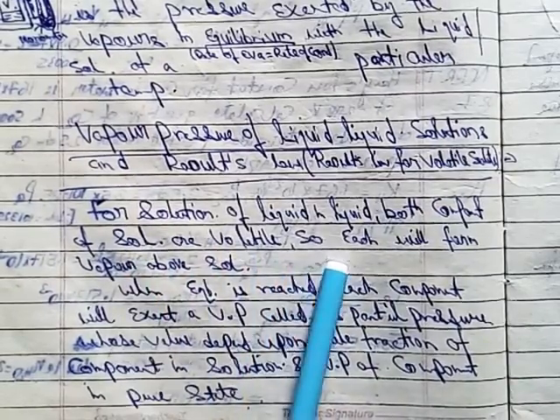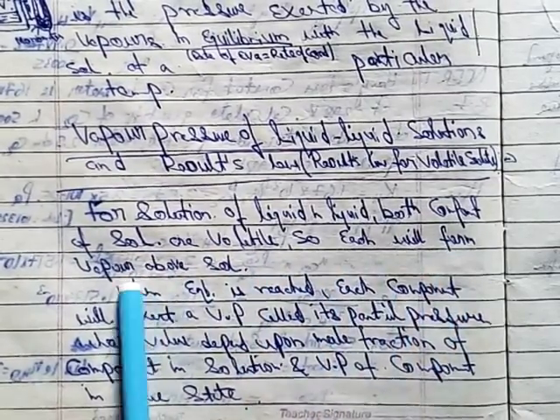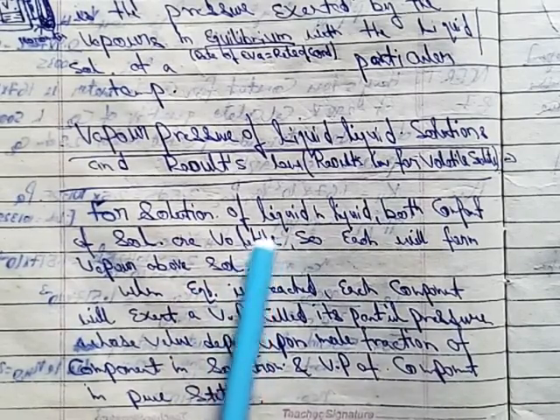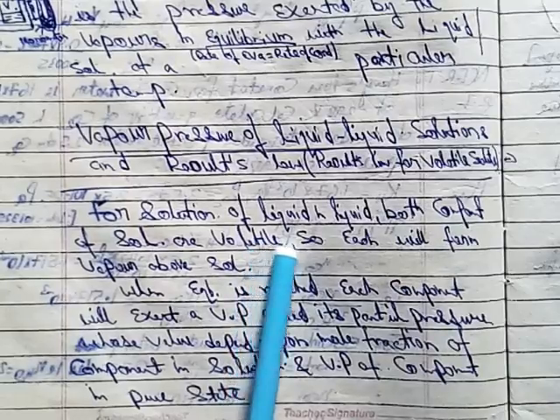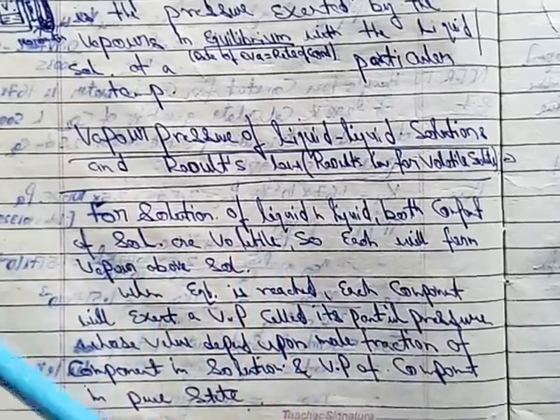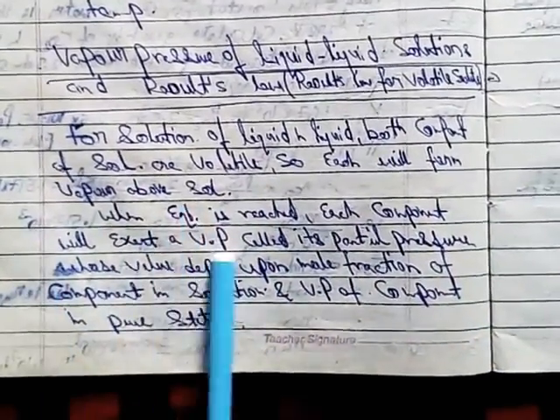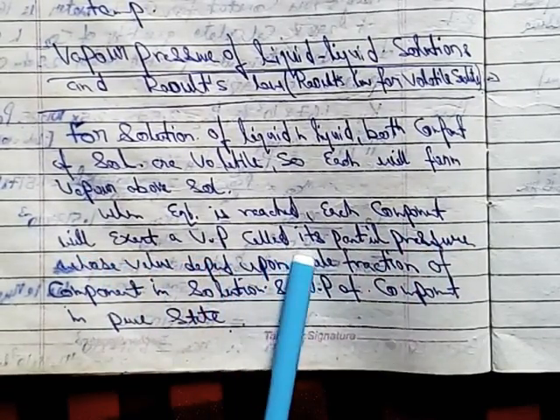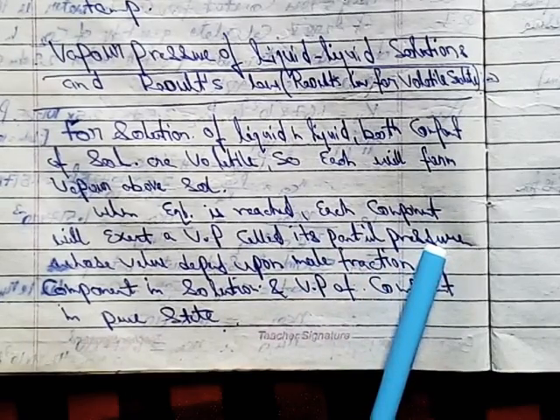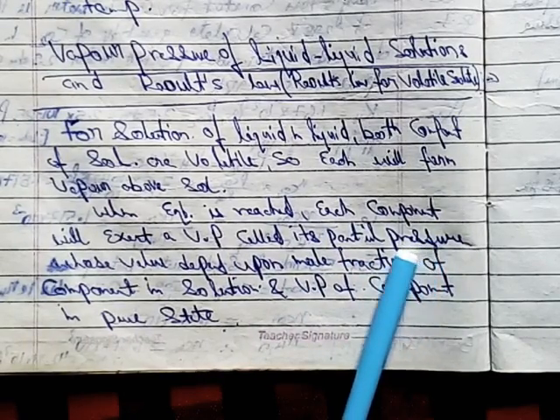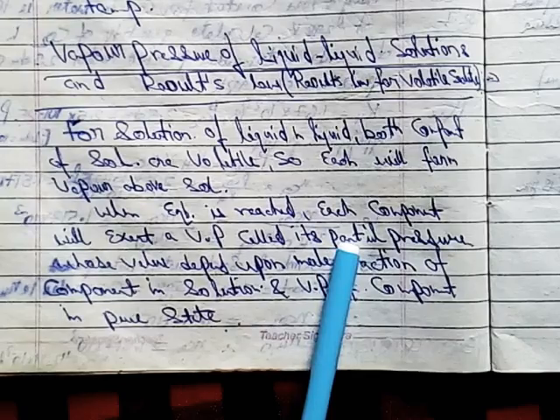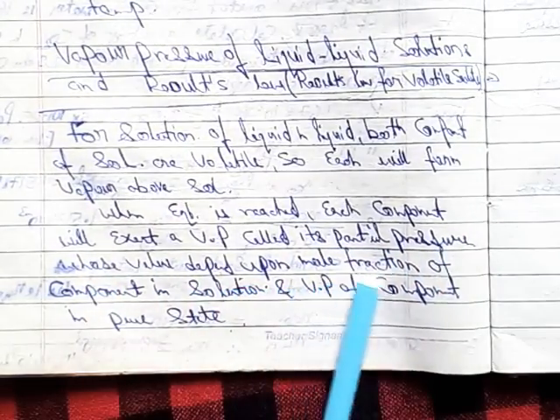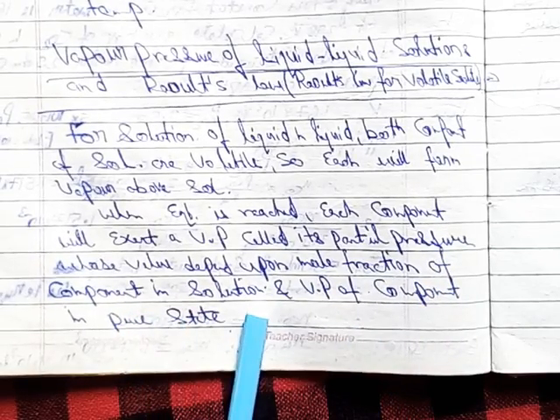Volatile means they can mix, so each will form vapor above solution. So when both solute and solvent get evaporated, they form the vapor above solution. When equilibrium is reached, each component, solute or solvent, will exert a vapor pressure called its partial pressure, pressure exerted by a single liquid or gas, whose value depends upon the mole fraction of the component in solution.